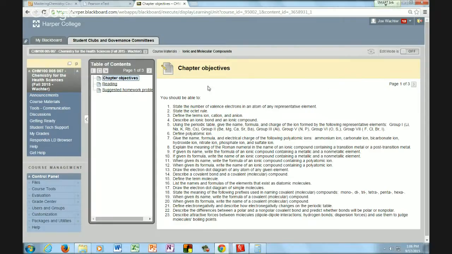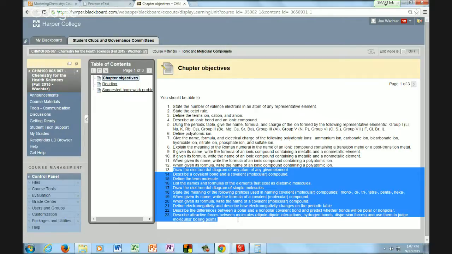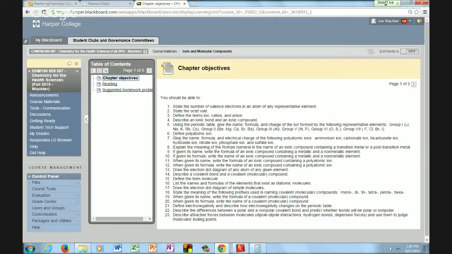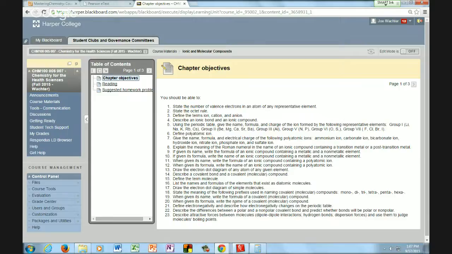So if you look at the chapter objectives for this unit on ionic and molecular compounds, which is chapter 6, we didn't finish this chapter yet. So there's a whole bunch of stuff in these objectives that would not be on the exam next week because we haven't made it there yet. Basically, 13 on. So 1 through 12 we've done. 13 through 23 we've not. Some of that we'll talk about today, but it still won't be on the exam on Tuesday.